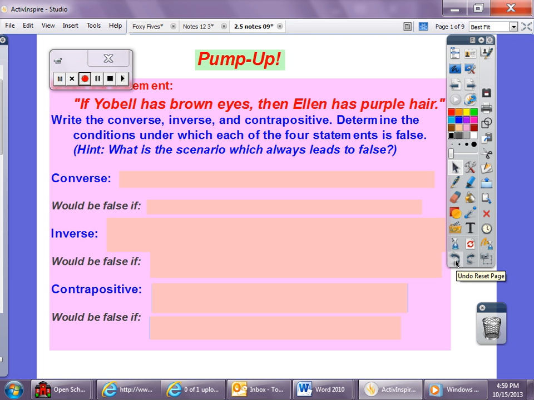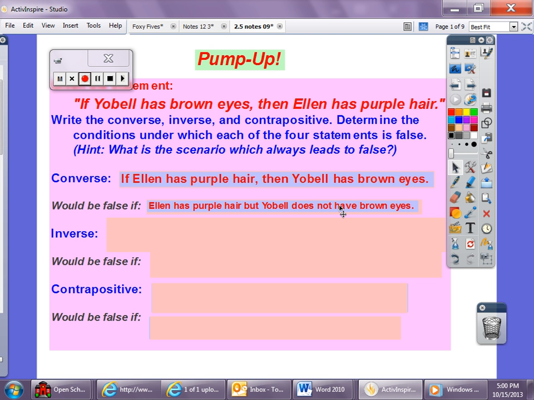Alright, can someone say what the converse is? The converse would be when we switch them. So we switch our hypothesis and conclusion: if Ellen has purple hair, then Yobel has brown eyes. You can pause it, and when you guys are ready, just start it back up. It would be false if Ellen has purple hair, but Yobel does not have brown eyes. So that's when it will be false.